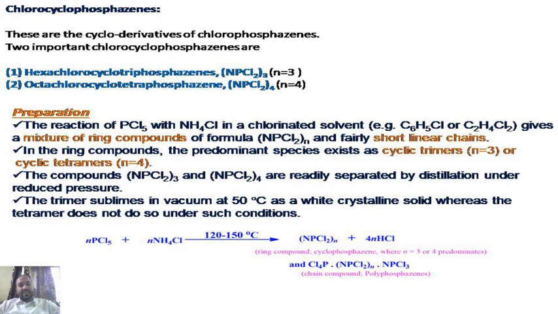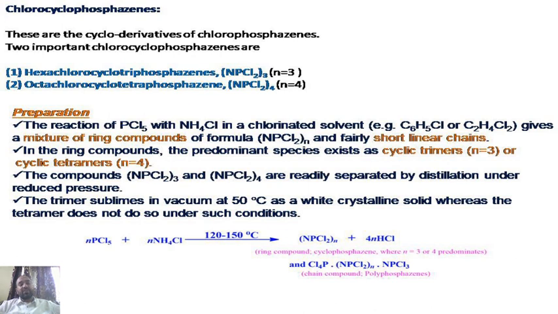Among the chlorophosphazenes, our interest is in two compounds. That is hexachlorocyclotriphosphazene, having formula (NPCl2)3. Here the value of n is 3. And the second compound of our interest is octachlorocyclotetraphosphazene. It is an 8-membered cyclophosphazene, having formula (NPCl2)4. Here the value of n is 4, which is also included in our syllabus. Our interest is only in these two compounds with n equal to 3 and n equal to 4.